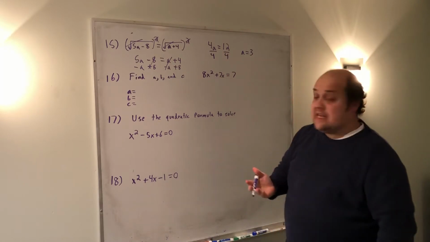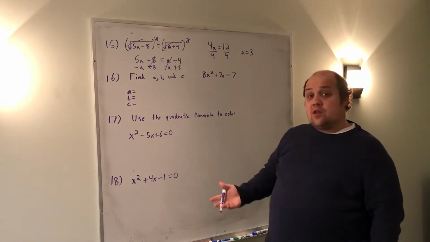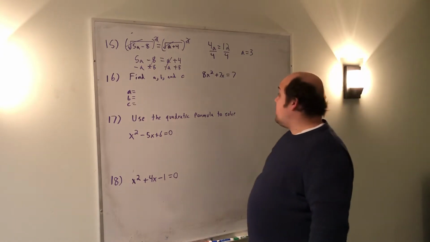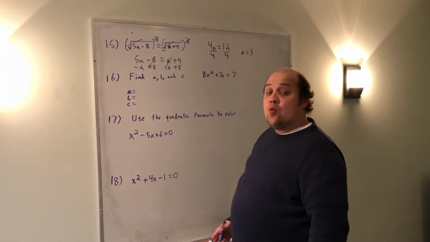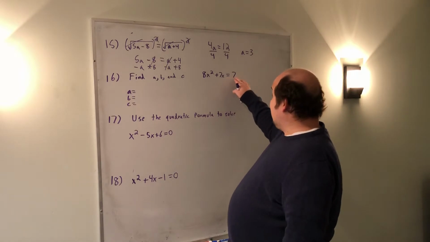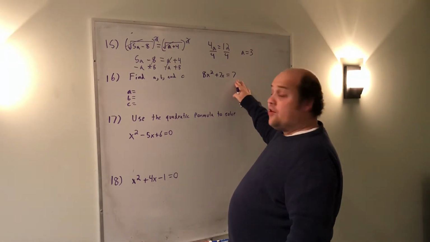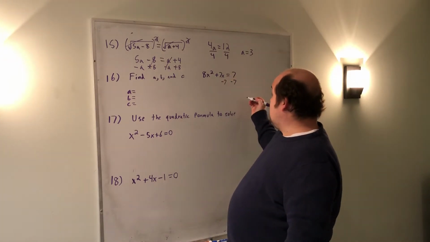For number 16, it's really just asking me to put things into the form that the quadratic equation could use. So it starts out with 8x squared plus 7x equals 7. It's close, but not quite what I need in order to find a, b, and c. The reason is I have something on the other side that isn't 0. So before I can start to find a, b, and c, I'm going to subtract this 7 from each side.